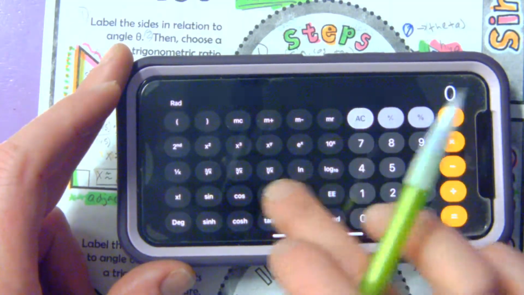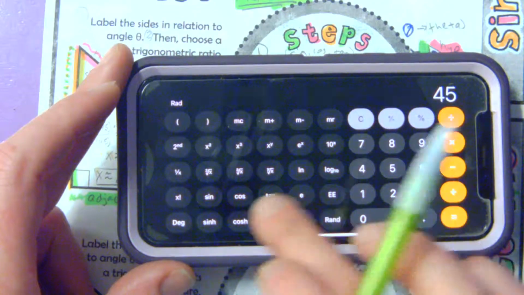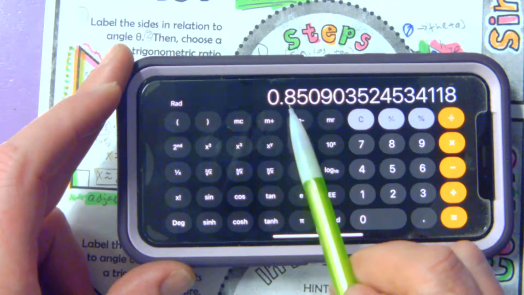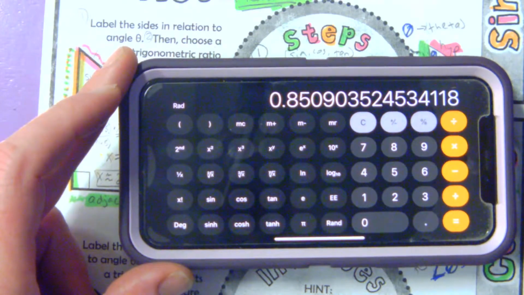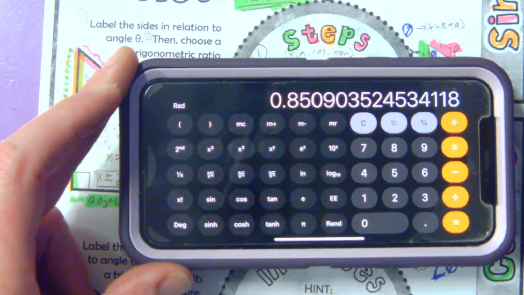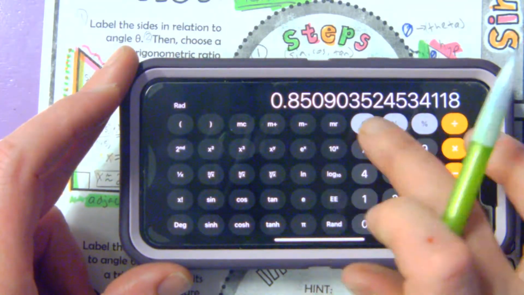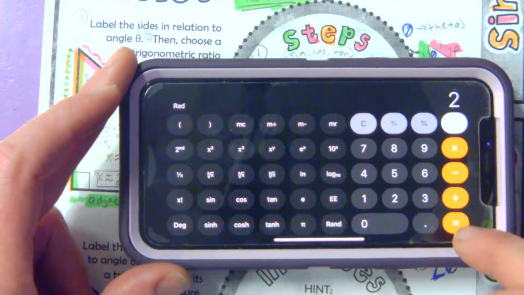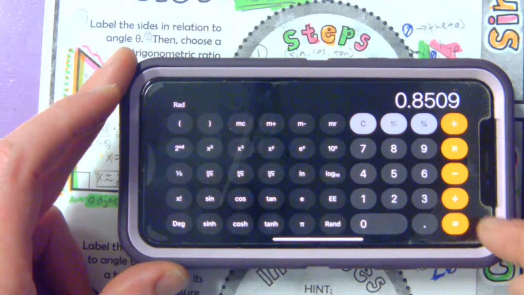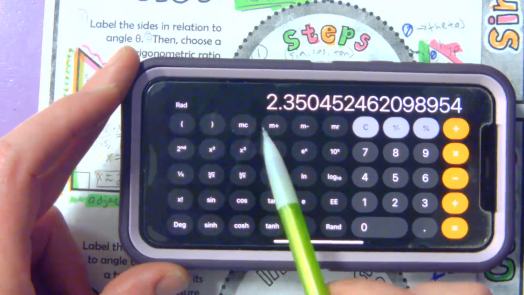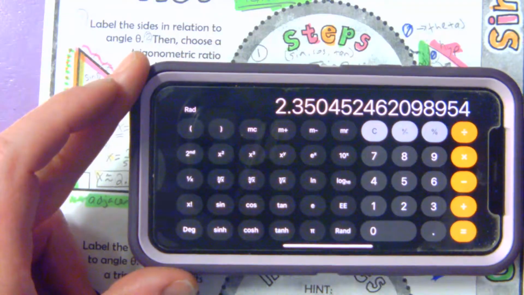I forgot already. Sine of 45, sine 0.8509. So 8509, I'm writing it down so I don't forget. 0.8509. So then I go to divided by 0.8509, and I get 2.35, a little bit off.